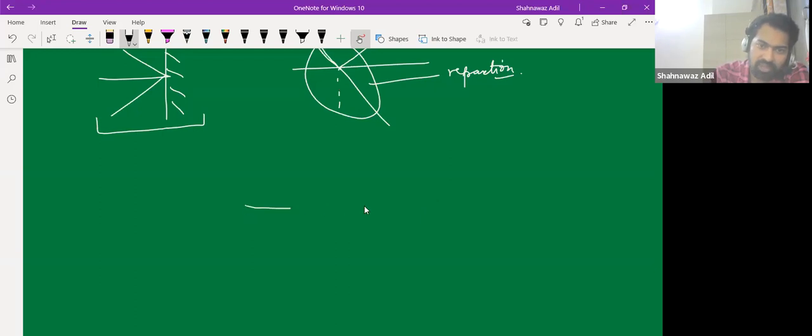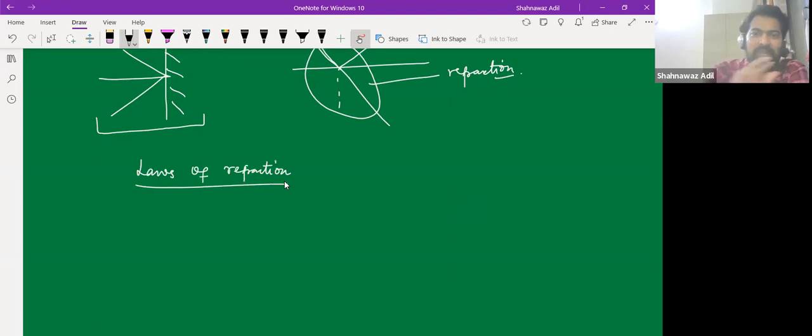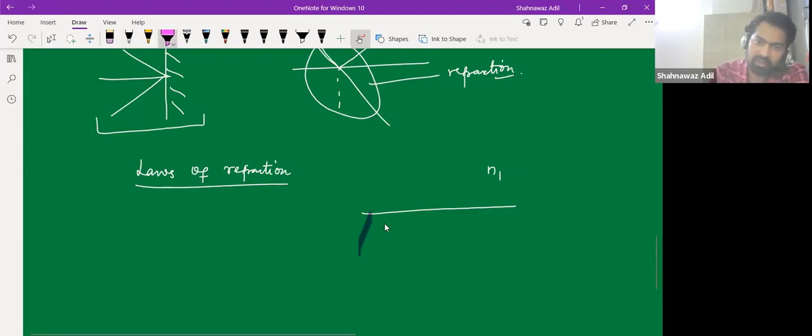So let's say, what are the laws of refraction, right? And we are doing optics, so the mediums are associated with a refractive index, right? All the mediums are associated with some refractive index, right? So let's say we have this one medium whose refractive index is n1, and then this is another medium whose refractive index is n2, right?